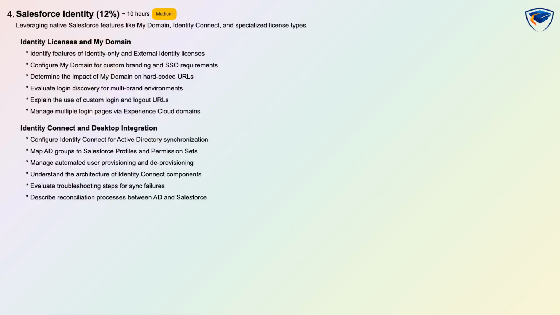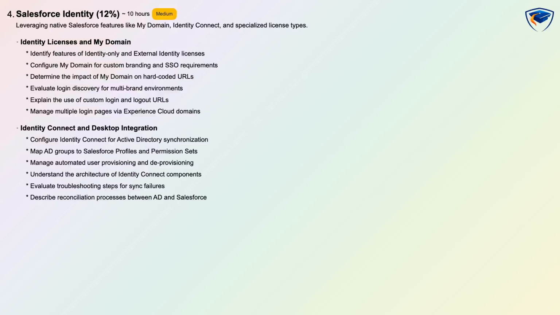Salesforce Identity explains native platform capabilities such as My Domain, Identity Connect, and specialized identity licenses. You will identify identity and external identity license features, configure My Domain for branding and SSO, and manage the impact of hard-coded URLs and multi-brand login discovery.